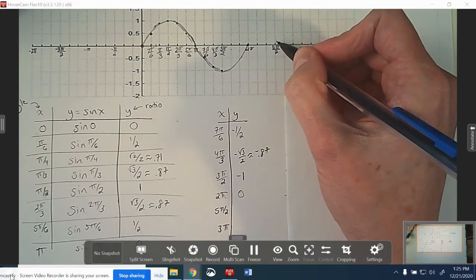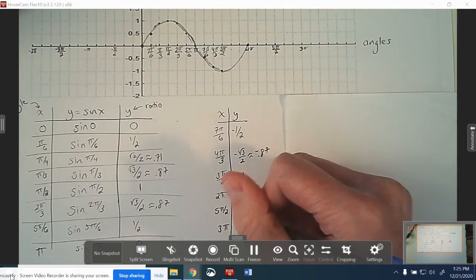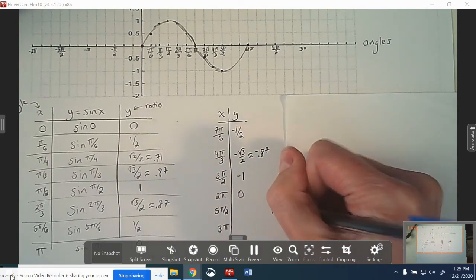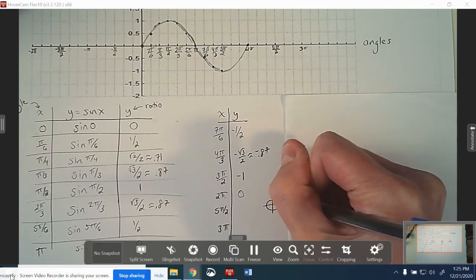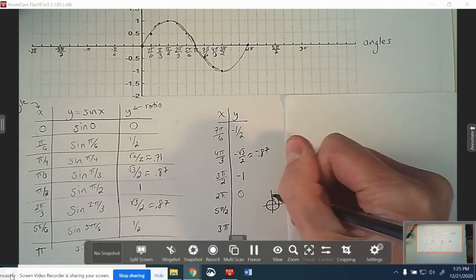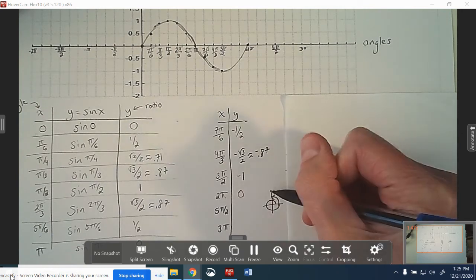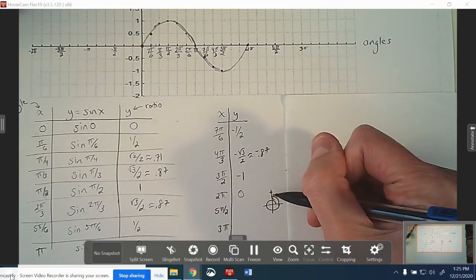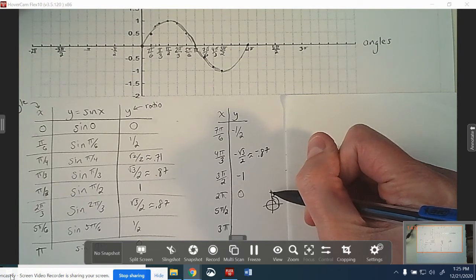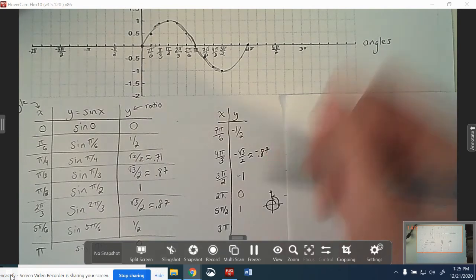So let's go ahead and plug in 5 pi over 2. Now, to find the sine of 5 pi over 2, we want to remember that 5 pi over 2 is all the way around, right? Because that would be 4 pi over 2 and another pi over 2. So that's 5 pi over 2. 5 pi over 2 is coterminal with 90 degrees or pi over 2. Look at the ordered pair up there on your unit circle. The value of sine is 1.